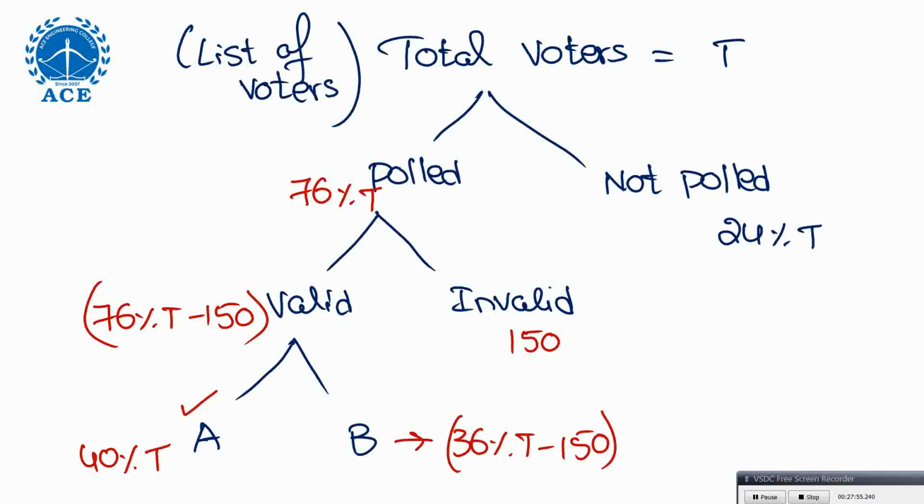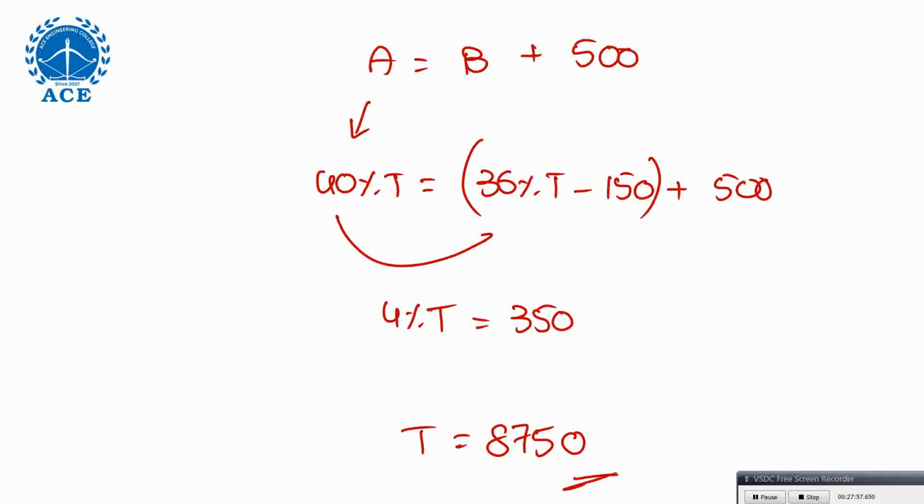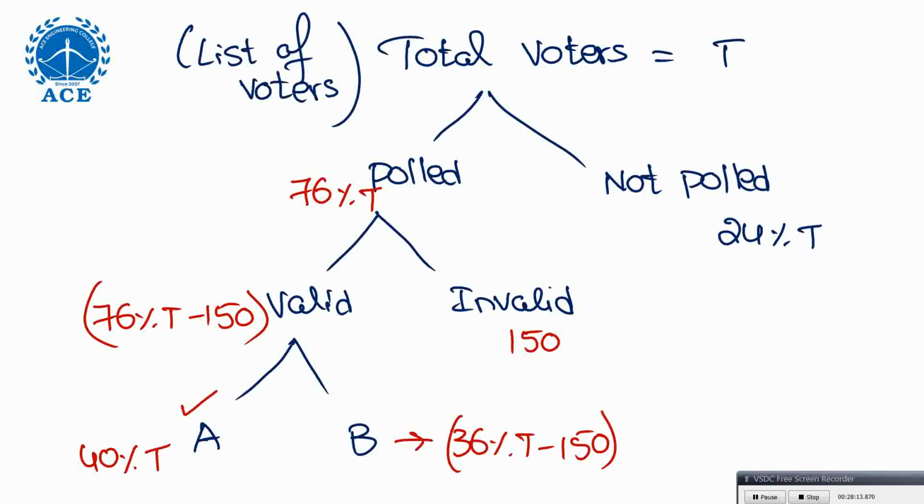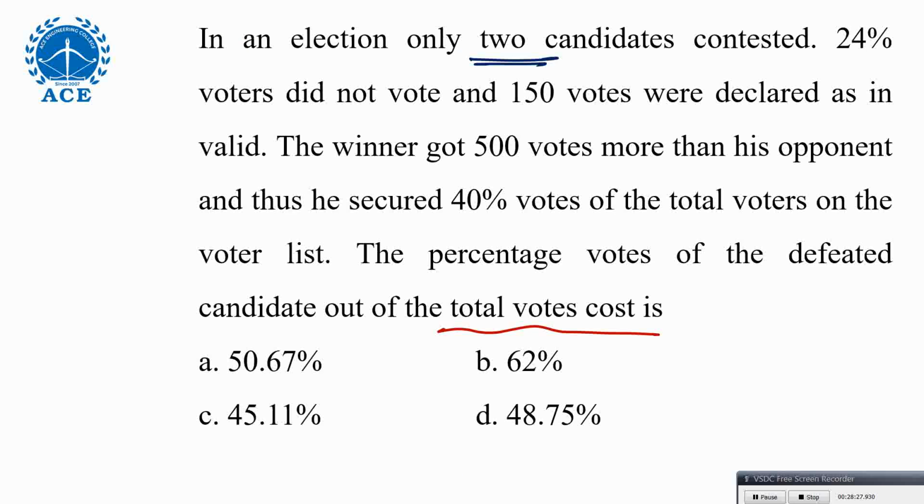But see, this question is also a bit next level, because they didn't ask for the total now. What they are asking is how much the defeated person got out of total votes. Now listen, B got 36% of total only, minus 150. If you know what percentage of total 150 is, and subtract that in terms of T, that will be the answer. So definitely B got less than 36% of total.